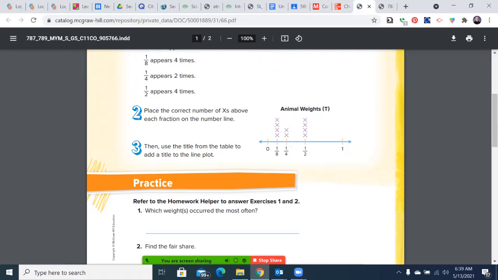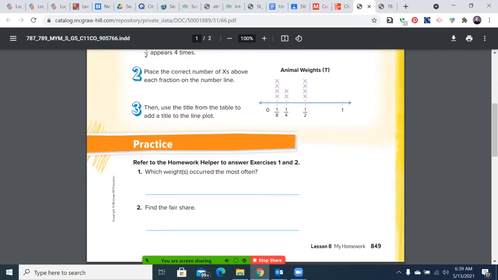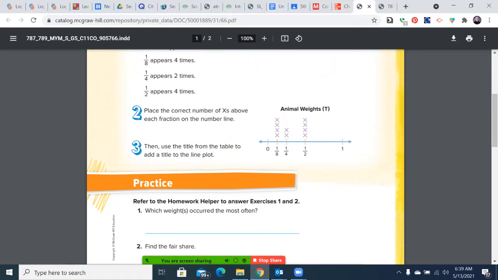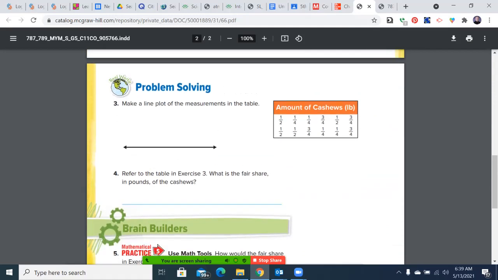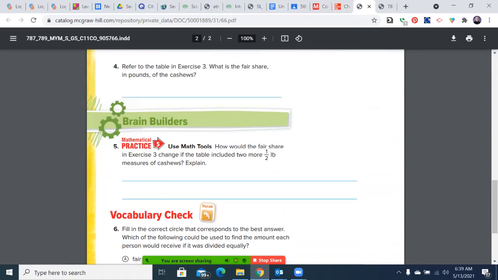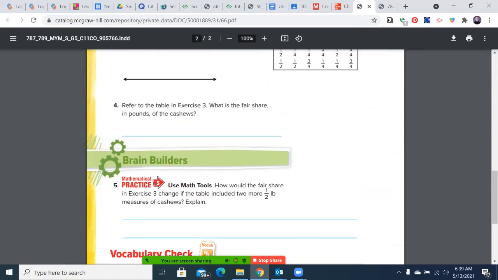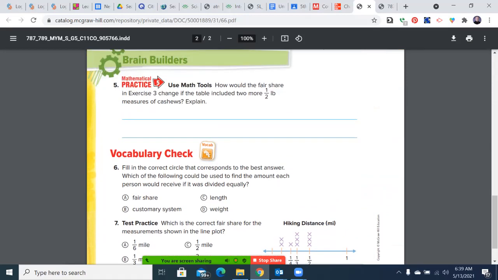Looking at the work today, we're going to be creating line plots or dot plots, and being able to interpret them. Over here, you're going to use 2 and 3, and finding the fair share, we'll talk about in just a moment. You're going to make a line plot on number 3. What's the fair share? Use your math tools. And then a couple multiple choice.